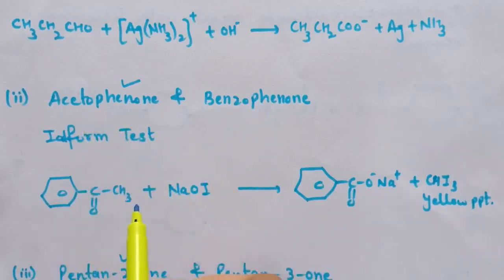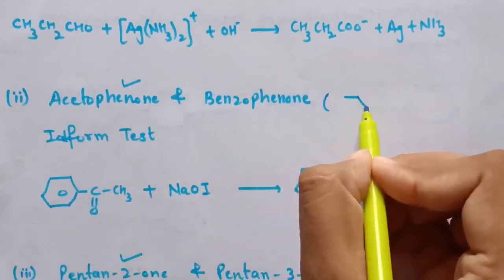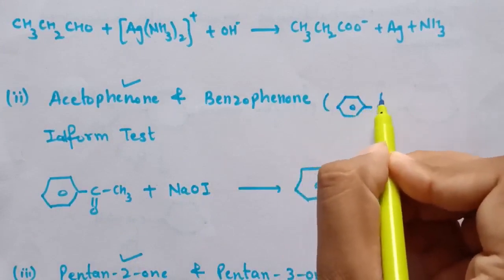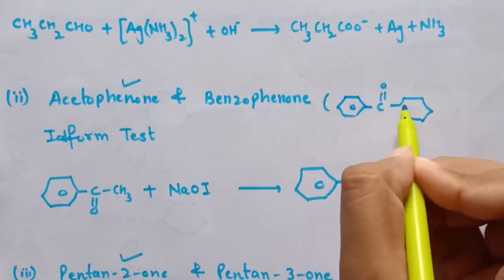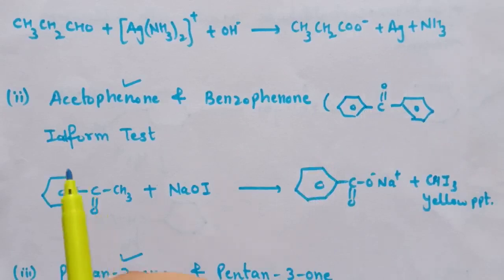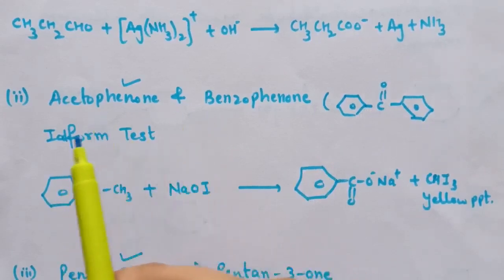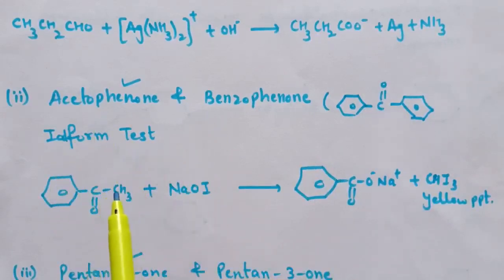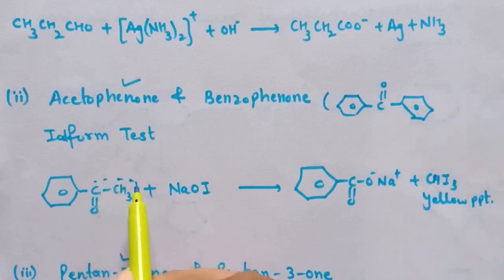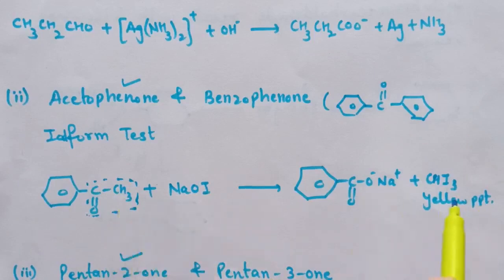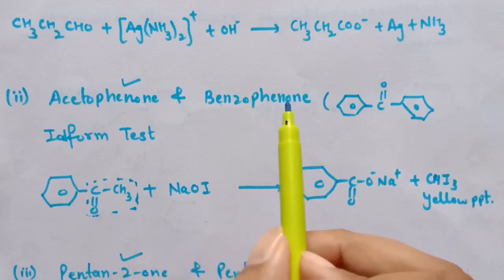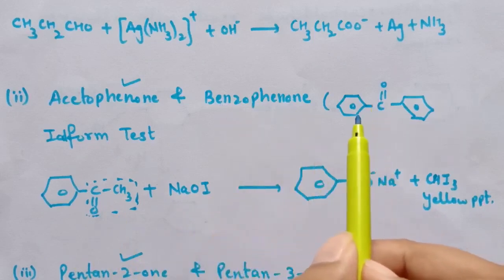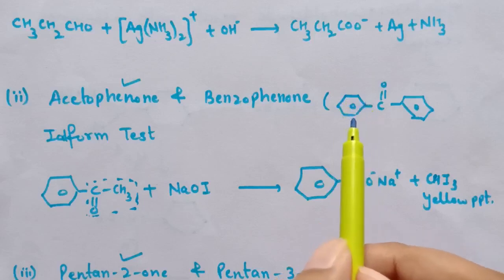Next is acetophenone and benzophenone. This is the structure of acetophenone, and in benzophenone two benzene rings are attached to the carbonyl group. We can distinguish these by the iodoform test. In acetophenone, the terminal COCH3 group is there. This converts to iodoform, and a yellow precipitate is obtained in the case of acetophenone. Whereas in benzophenone, there is no terminal COCH3, therefore it will not give a positive iodoform test.